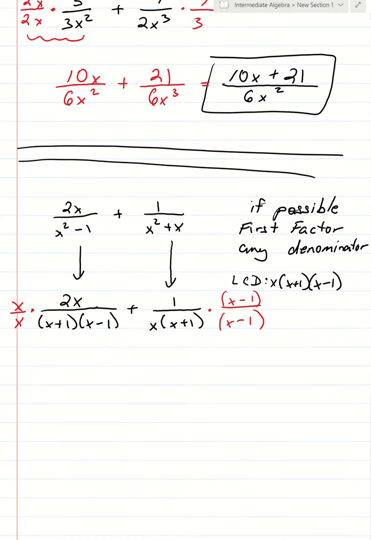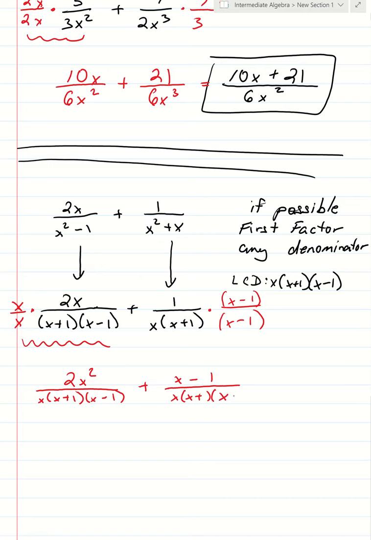Now let's actually perform the multiplication of the first fraction, but only the numerator. X times 2x would give you a 2x squared over the common denominator, x times x plus 1 times x minus 1. Plus, next we have to perform this multiplication. 1 times x minus 1 is simply x minus 1 over x times x plus 1 times x minus 1.